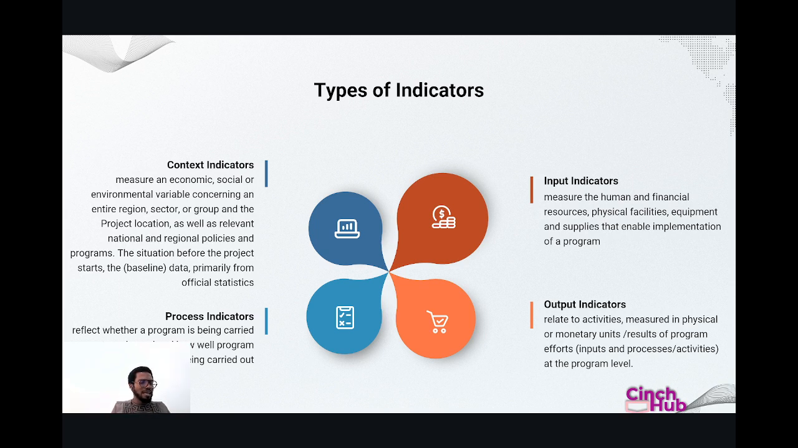Now output. Output is the outcome. How many persons have I been able to train? So I can now say at the output indicator, of the 3,005 I planned to train, for example, 3,000 were trained. These are output indicators. Output indicators measure the result of program effort: the input, the process, the activities result in an output. So that result from the activities is an output indicator.